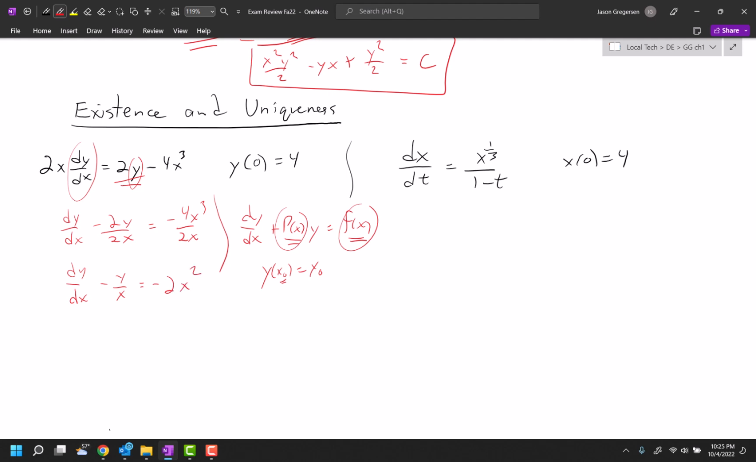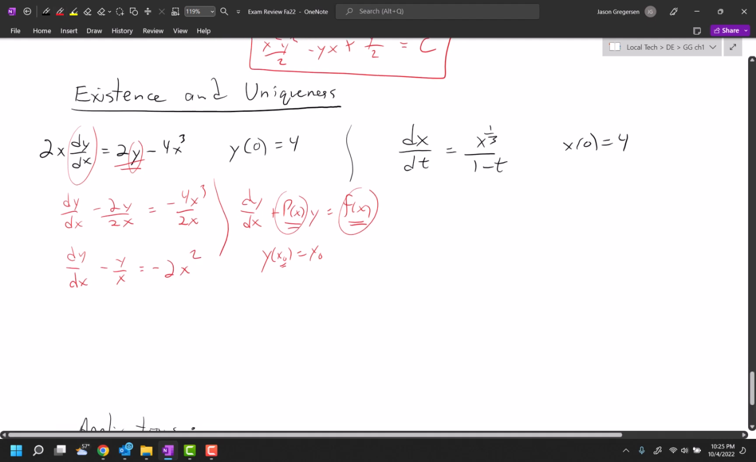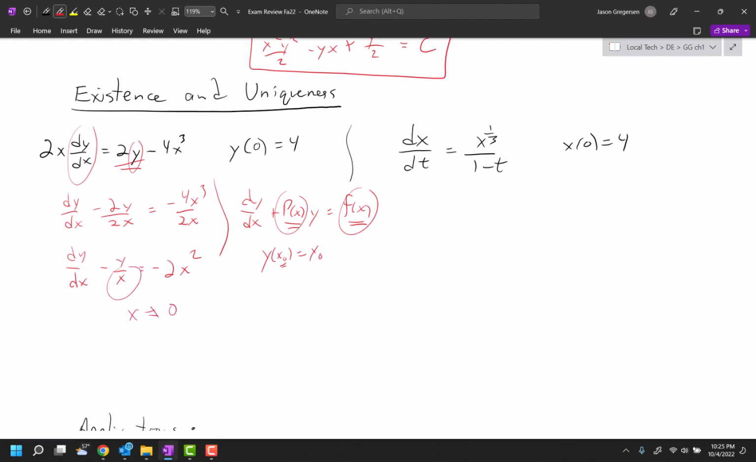And I'm checking for my problematic x values in this case. Here I can see, because of x in the denominator, that x can't be equal to 0. That means I have two potential solution intervals, from negative infinity to 0 or from 0 to infinity. So this would mean that for my stated initial condition, there would not exist a unique solution.